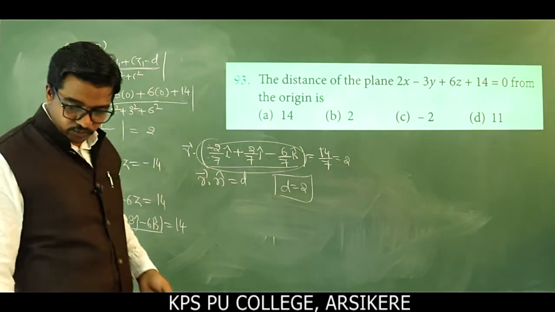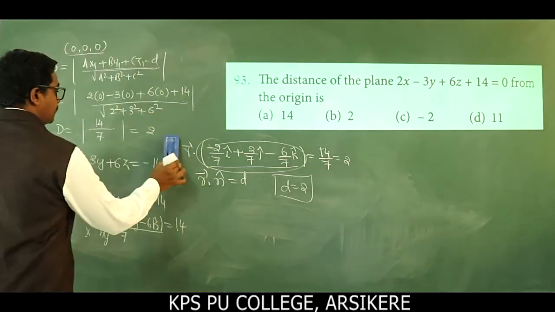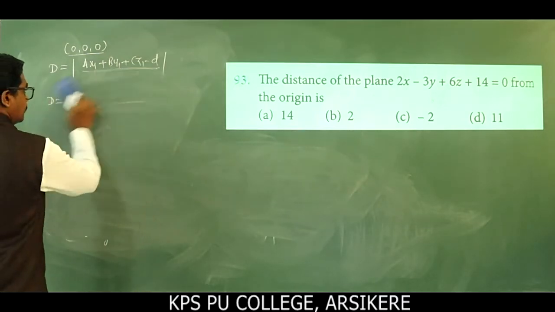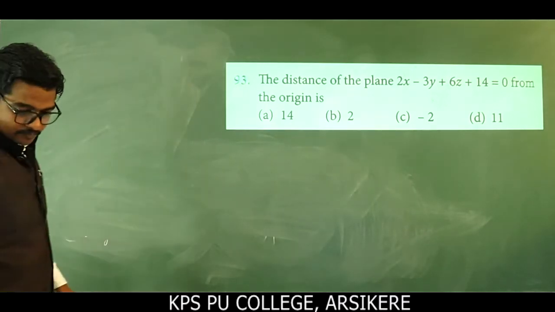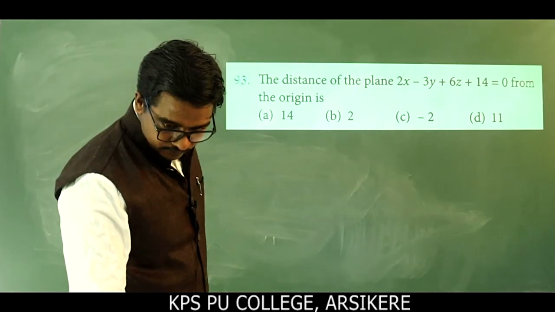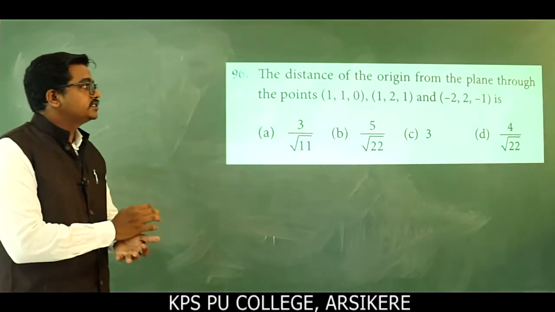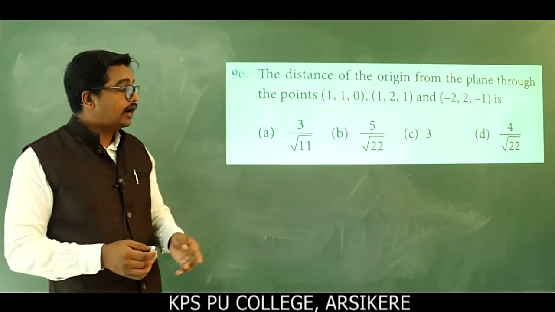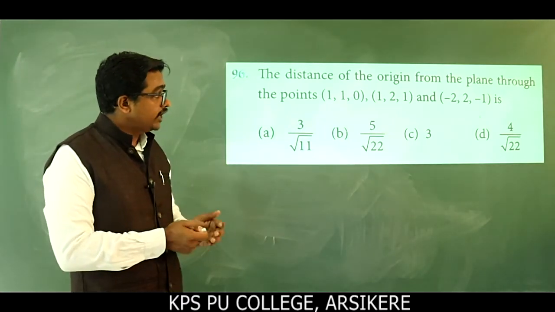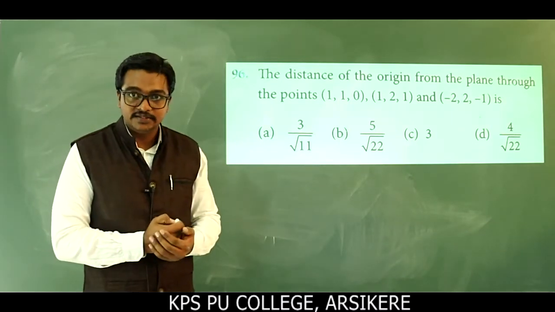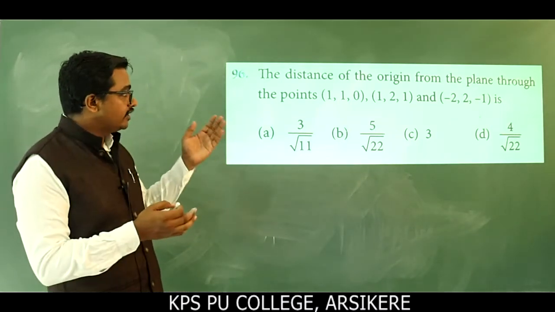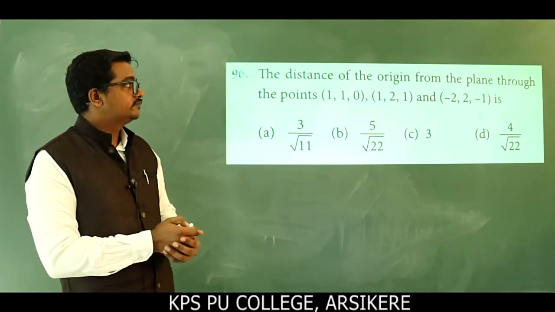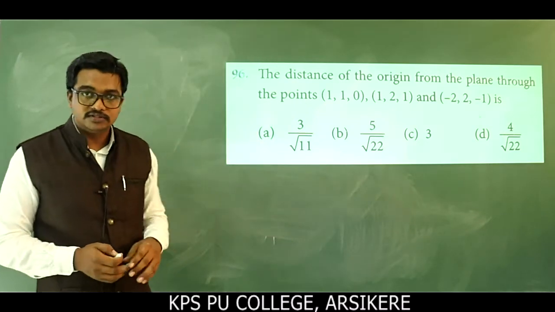Now dear friends, we are moving to the next question. Distance of the origin from the plane through the points (1, 1, 0), (1, 2, 1) and (-2, 2, -1) is. Here we have to find the equation of the plane, then we have to find the distance of the plane from the origin, or distance of the origin from the plane. So both are same. Okay.